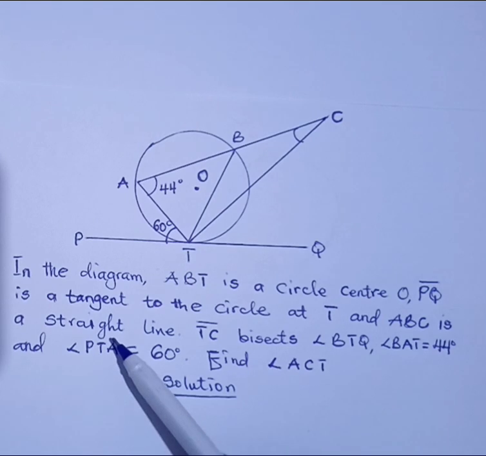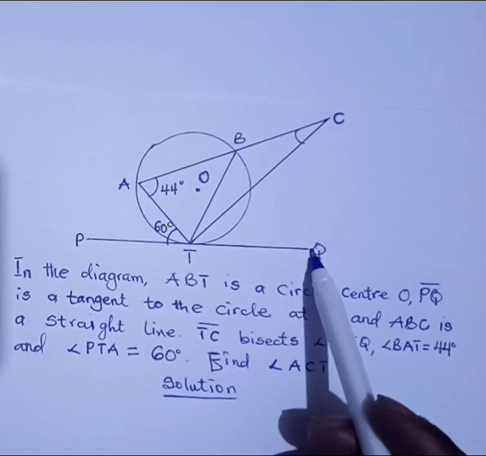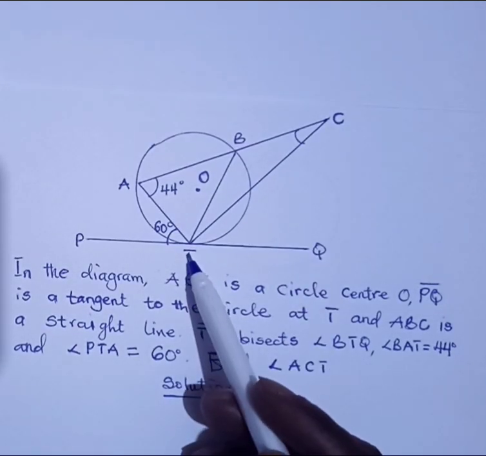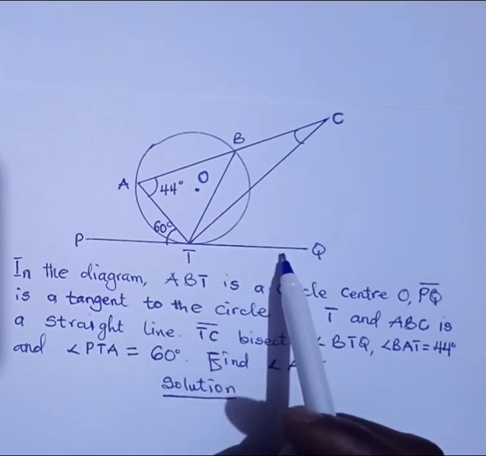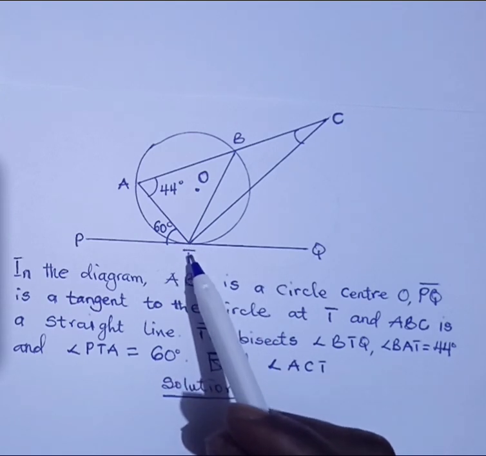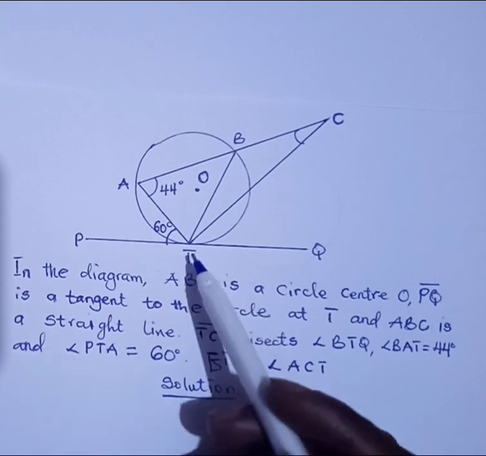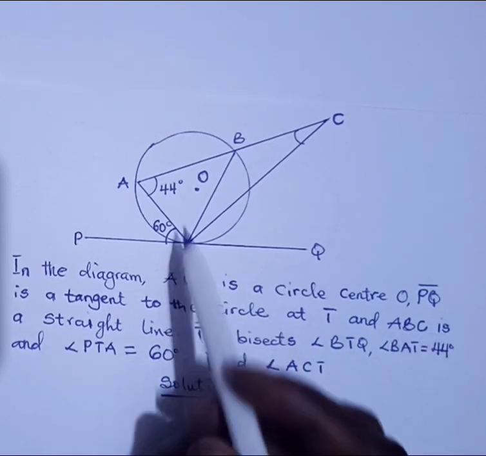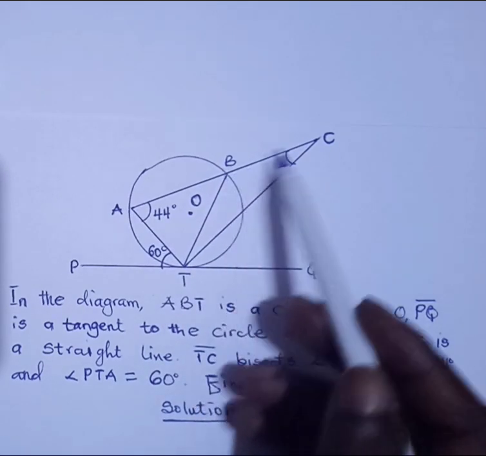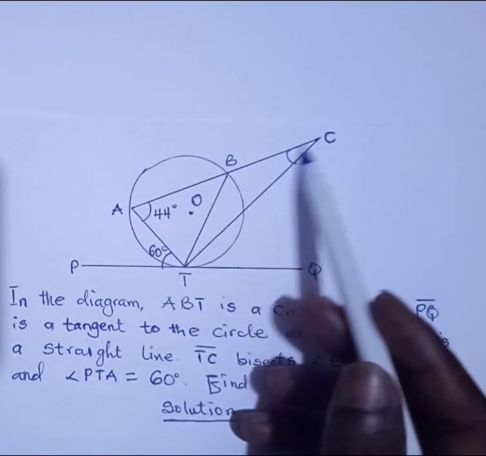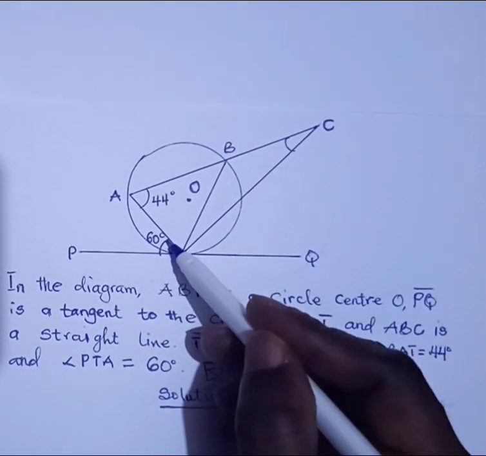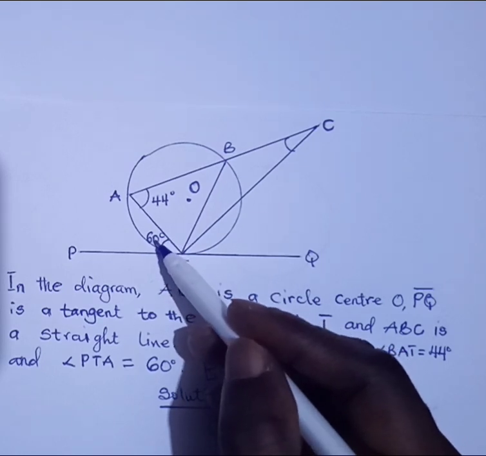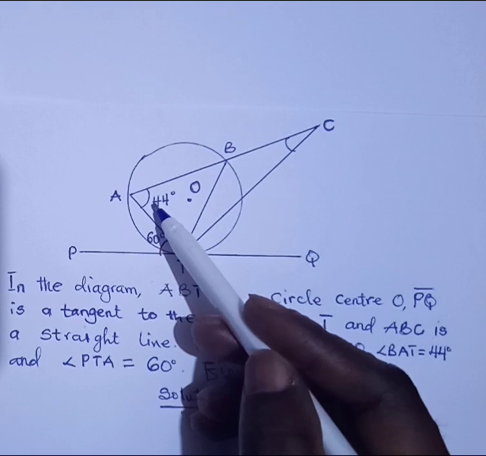And what does the question say? The question says PQ is a tangent to the circle at T. So if PQ is a tangent to the circle, and also we have ABC as a straight line, so this line is a straight line. Now looking at this, you see that we have an angle formed here, which is 60 degrees. We also have 44 degrees here.